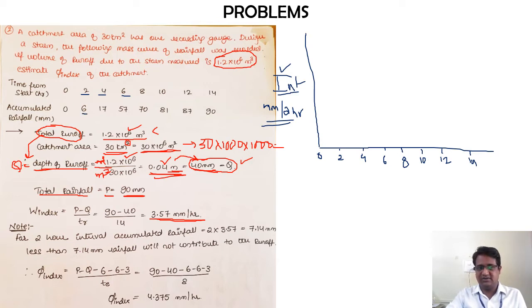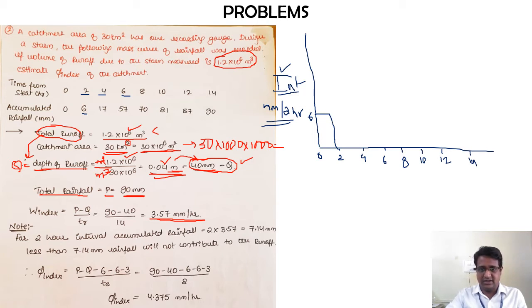With that, for 0 hours it is 0, and for 2 hours it is 6 millimeters, so here the ordinate is 6. Next, for 4 hours it is 17. Here it may not be up to scale, sorry for this. Basically we need to do one more step, that is, calculate the incremental values for these.